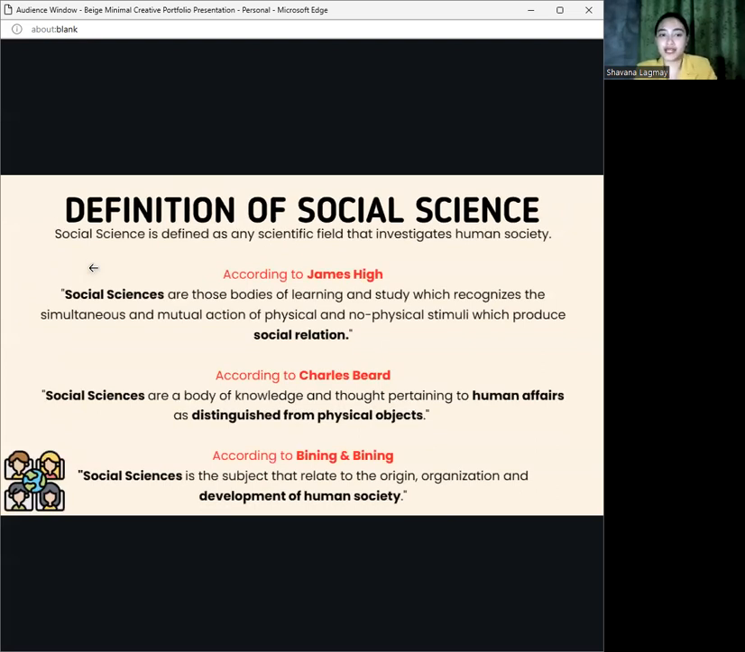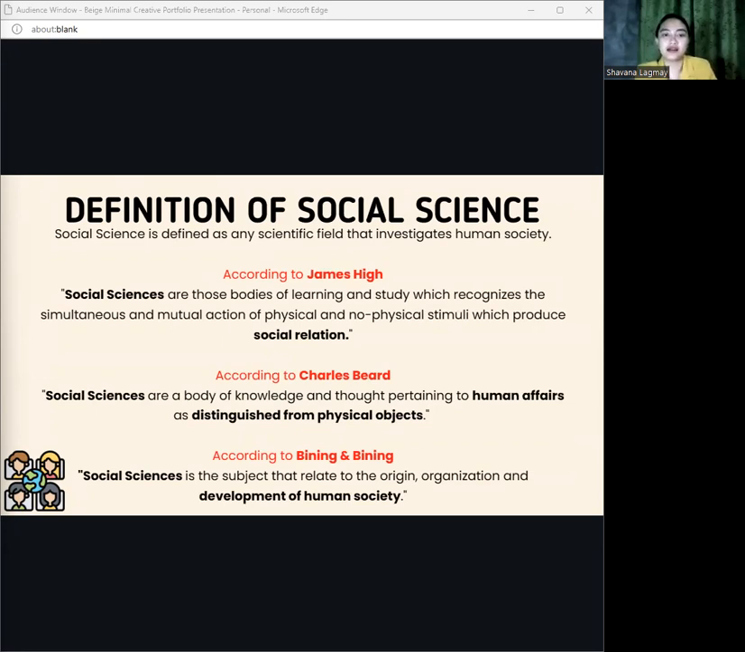Let us first define what social science is. As you can see here, we have three definitions of social science. The first one is James High. So according to James High, social sciences are those bodies of learning and study which recognize the simultaneous and mutual action of physical and non-physical stimuli which produce social relations. So what does it mean?